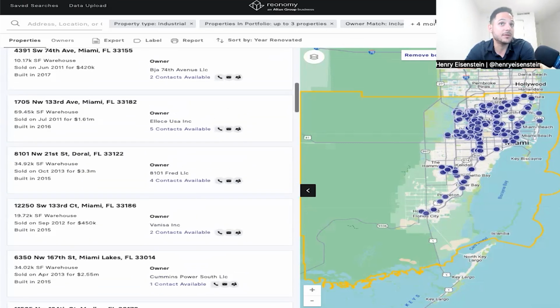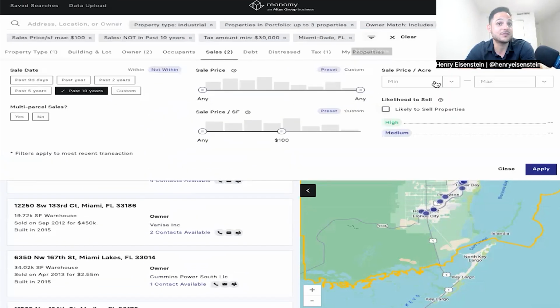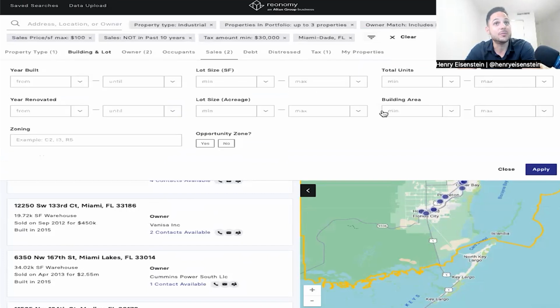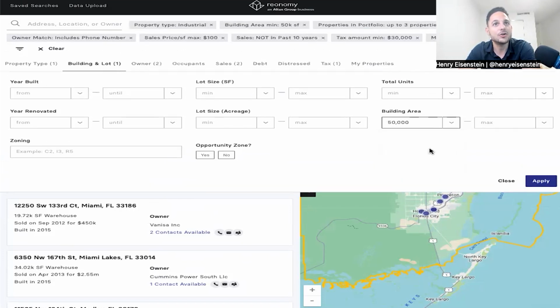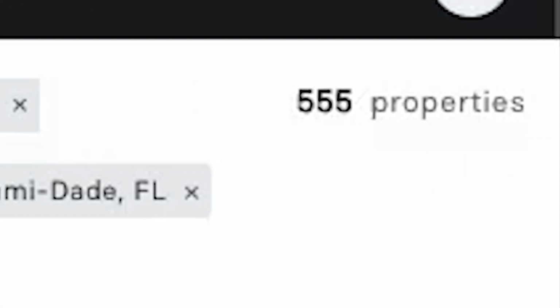You can play around with it. Look, I have not had the highest success rate when it comes to square footage, but if you want to, you can go to building and lot. Let's look at the 800 here. Let's see how many go down. If I want to say I only want to do properties that are say 50,000 square feet and larger, I'm down to 161. If we go down to, let's just say 20,000, we're at 555.